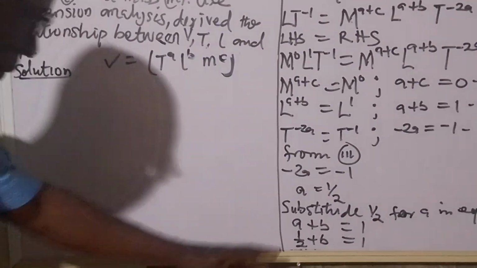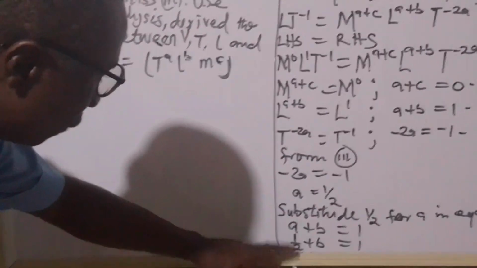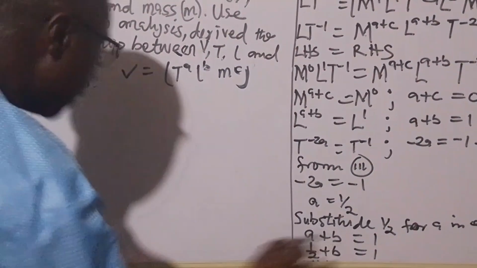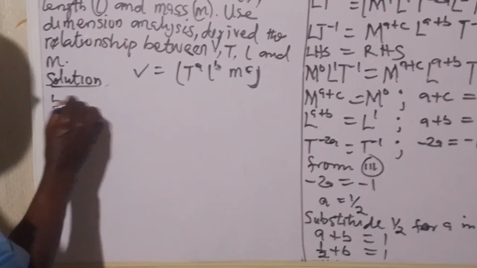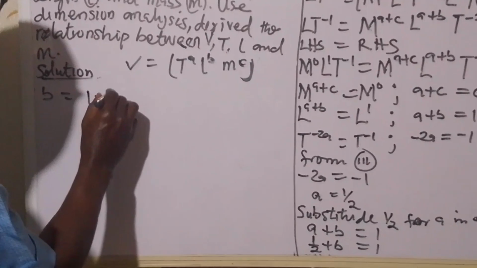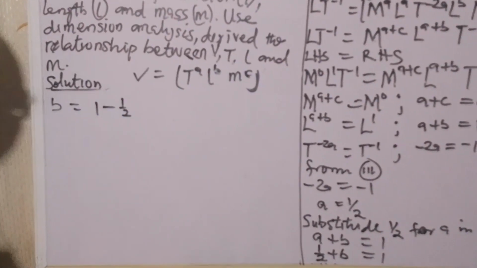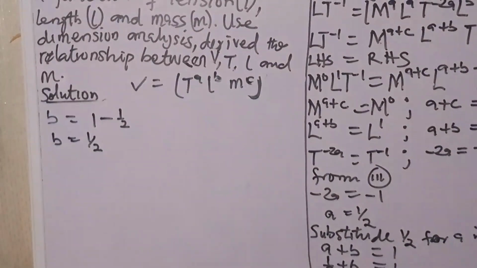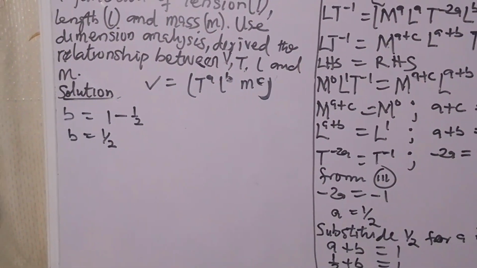Now, we've got the value for A as half. We want to get B now. From this point, B will be equal to 1 minus half. Therefore, B now will be equal to half. The next thing is to get the value for C.